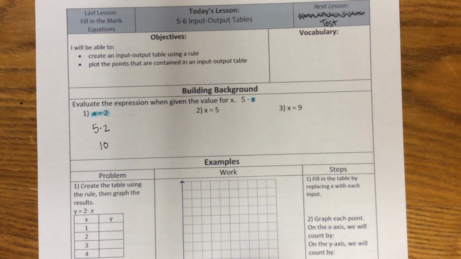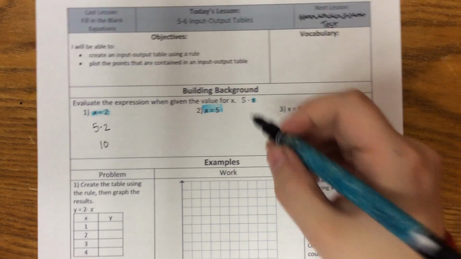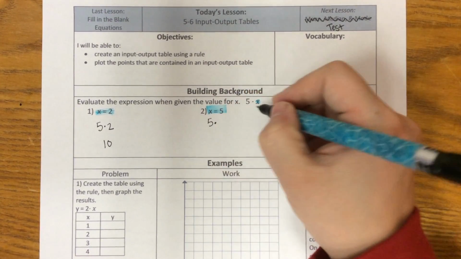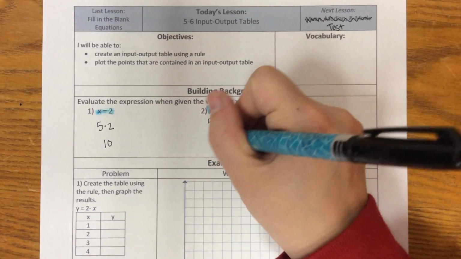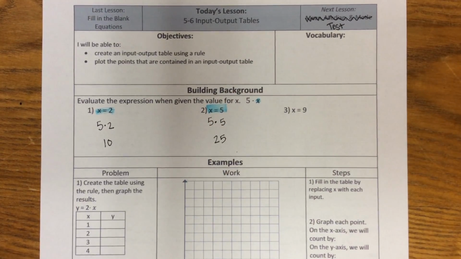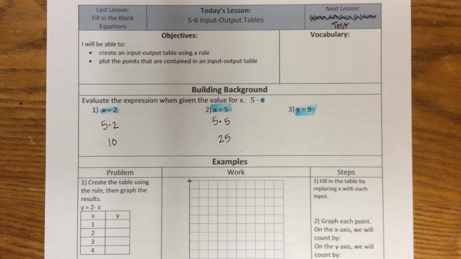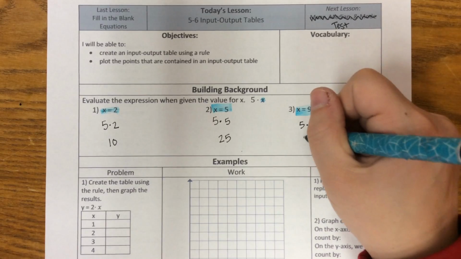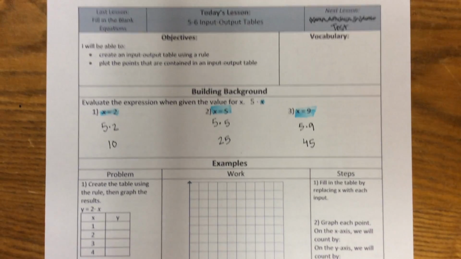Okay, now this time x is 5. So we're just taking that x and we're just plugging it in for this x here. So I'm going to still keep the 5 times. So 5 times x, x is 5, so 5 times 5, which is 25. If you need to use your multiplication table, you can do that. Okay, last one, x is 9. So we're going to say 5 times 9, which is 45. Ooh. Sorry, my voice is still rough.